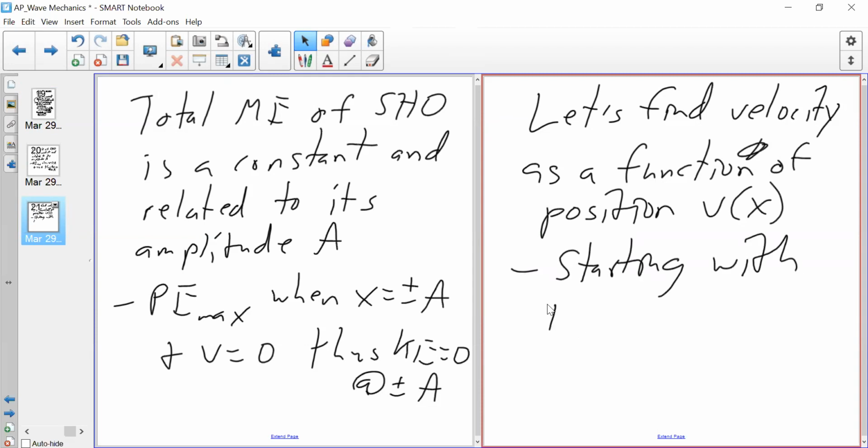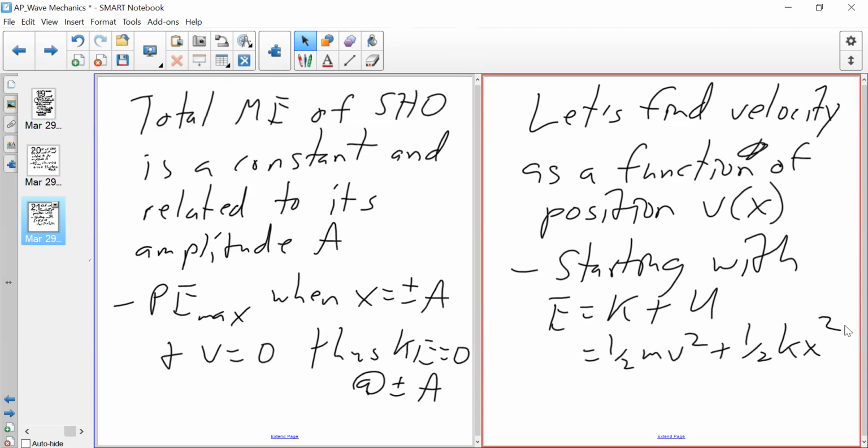Starting with E equals K plus U. That's 1/2 mv squared plus 1/2 kx squared. E equals, well, 1/2 kA squared. We just derived that, right?